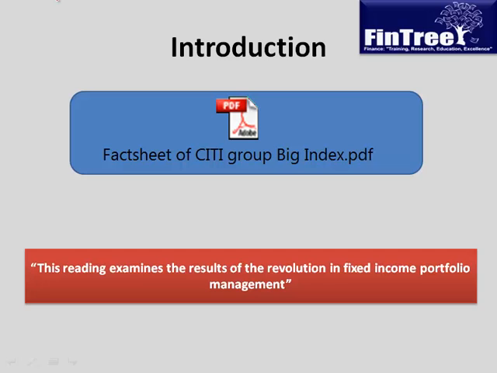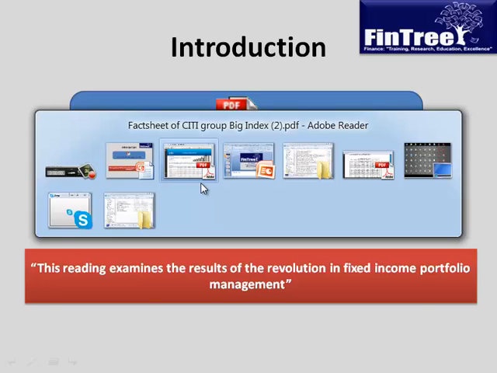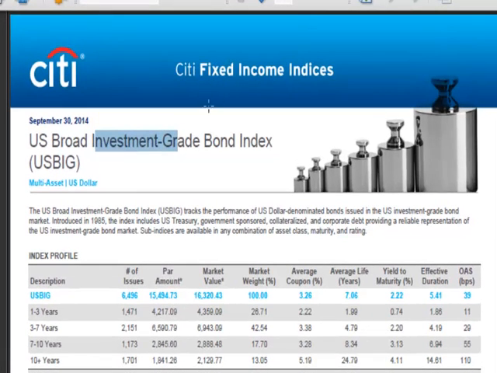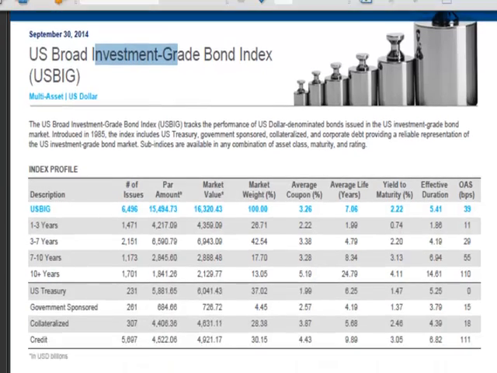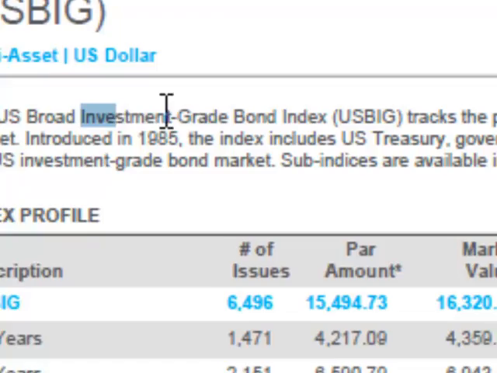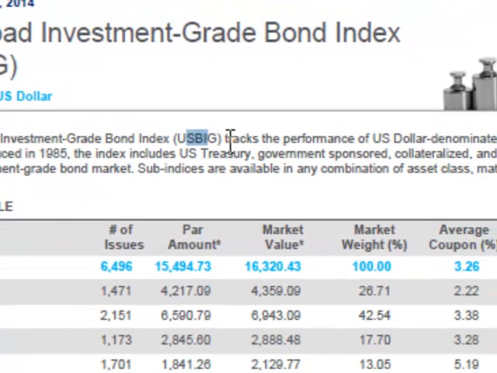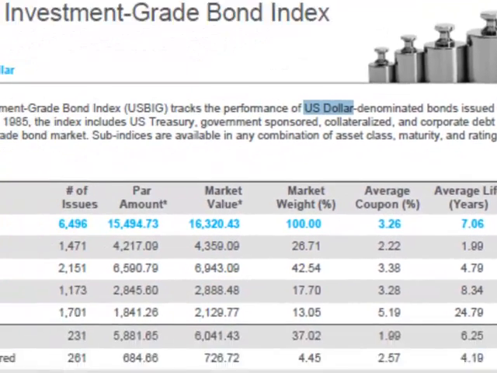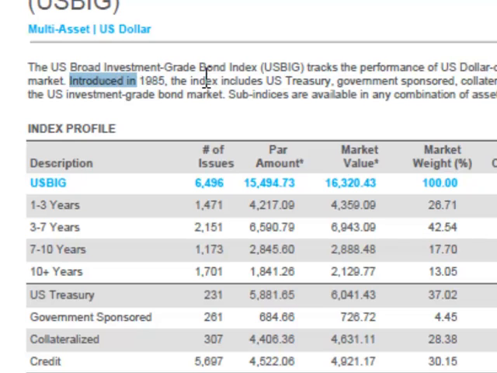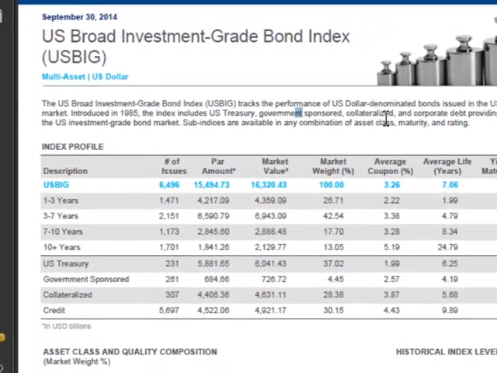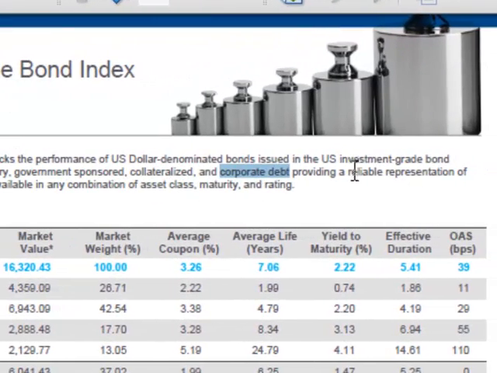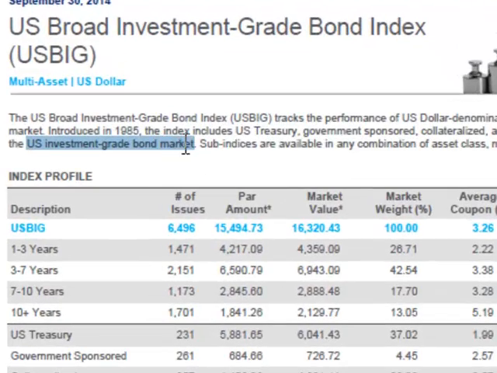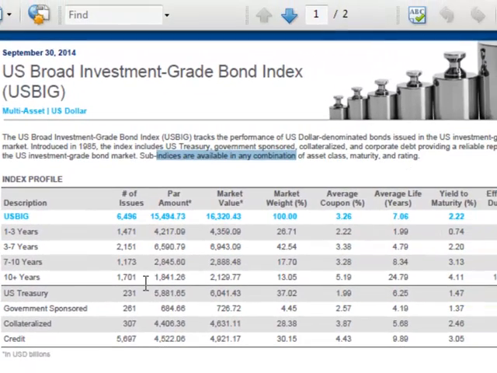To build an overall understanding, I have picked a fact sheet of one of the big indices in the US. This is the Citigroup Fixed Income Index, also called US BIG. This is a US broad market investment grade bond index. It tracks the performance of US dollar denominated bonds in the US investment grade bond market. Introduced in 1985, it includes US Treasury, government sponsored, collateralized and corporate debt, providing a reliable representation of the US investment grade bond market. Sub-indices are available in different categories.